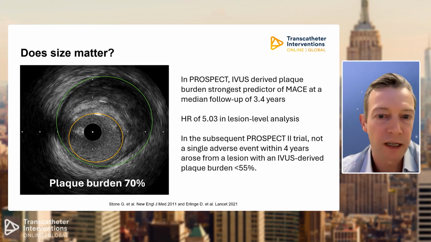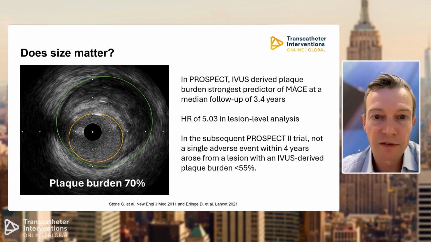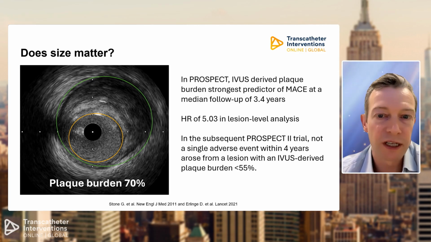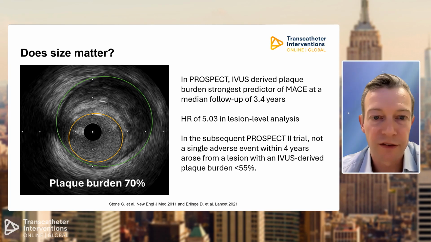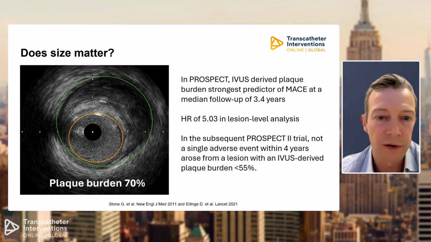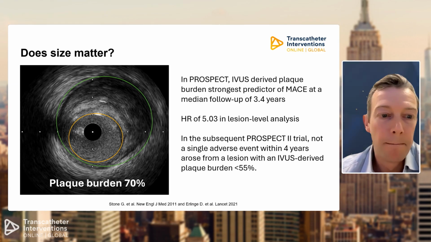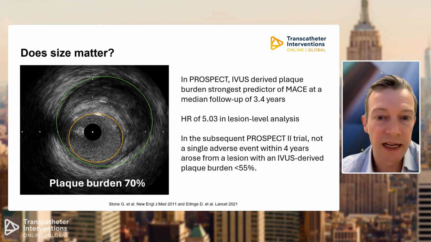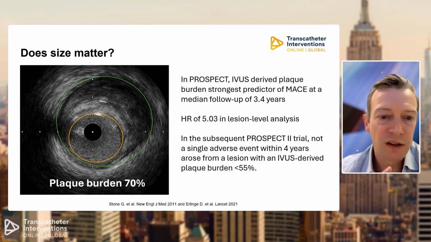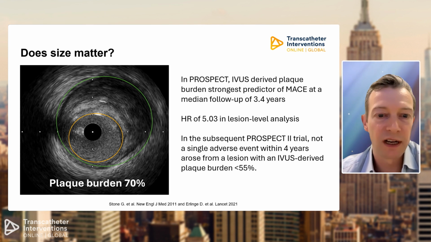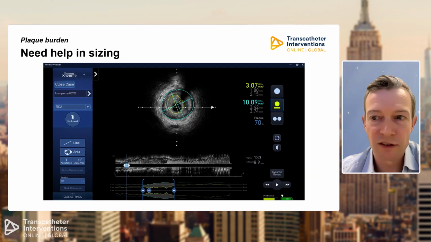I really would like to encourage you to remember this figure, this number of 70%. Within the PROSPECT trial, the IVUS-derived plaque burden with a cutoff of 70% proved to be the strongest predictor of MACE at a median follow-up of 3 years, with a hazard ratio of over 5 at the lesion-level analysis. Very importantly, conversely, if you look at PROSPECT 2, what we've learned from that is that plaques with a plaque burden below 55% basically never result in acute coronary syndrome. So these figures are important and are readily available now in routine practice.